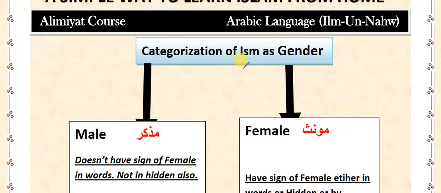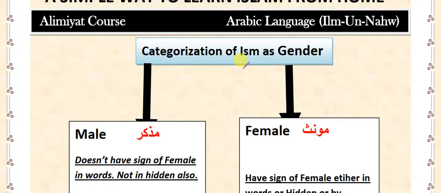Why? Because being male and female is only for ism, not for fail, not for harf. There is no categorization of fail as male and female, and there is no categorization of harf as male and female. The categorization of male and female is only for ism. So that's why I write here the categorization of ism as gender, or categorization of ism as male and female.